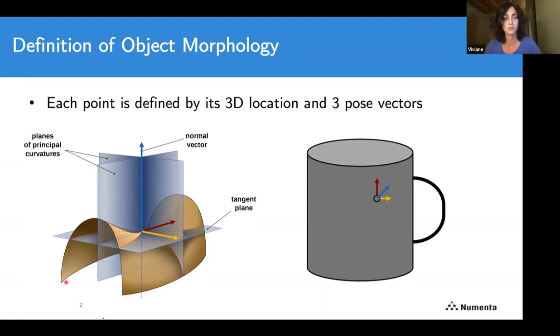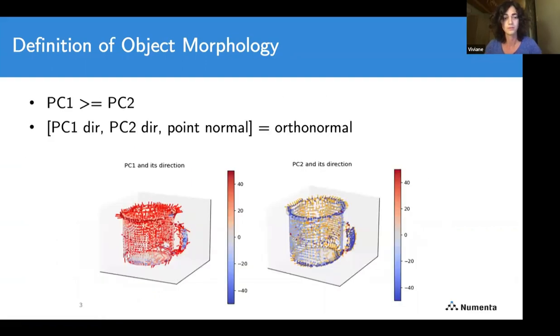Okay, yeah, so principal curvature 1 is always larger than principal curvature 2, and they are orthonormal to each other, so all orthogonal to each other, so they kind of span up this reference frame. And here I just kind of visualize this on a mug. The color of the dots shows the principal curvature magnitude, and then those vectors going out kind of show the direction that the curvature is pointing.